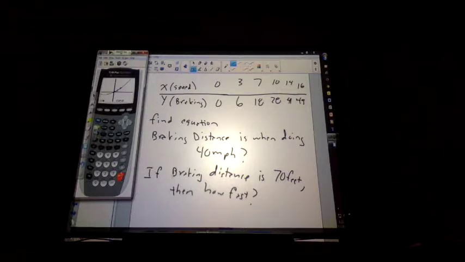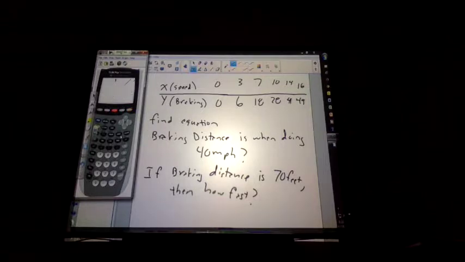Okay, so find the equation. The equation we found, rounded, is 0.05 x squared plus 2.26x plus negative 0.4409. Okay, so what is the braking distance when I'm doing 40 miles an hour? So first thing I have to realize, does my window go out far enough for 40 this way? It might. So what am I going to do to get that 40 mile an hour?